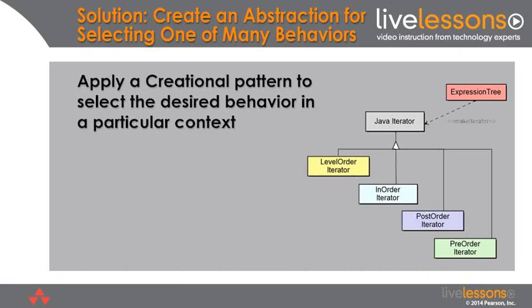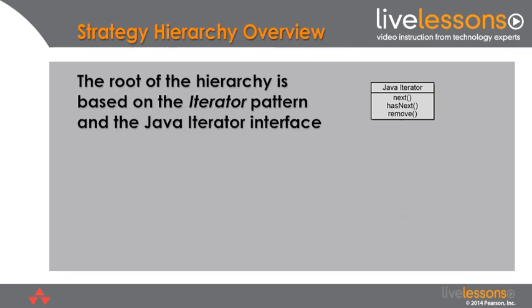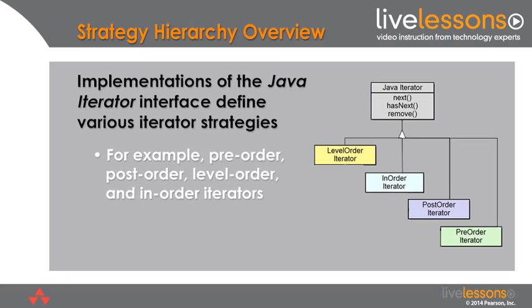Next, we'll apply some creational pattern to select the desired behavior in a particular context. In our particular case, we'll apply the factory method pattern in order to decide which of the particular implementations of these different traversal strategies we want to use in a particular environment. Let's take a quick look at the strategy hierarchy overview that we're going to define here. At the root of this hierarchy will be the Java Iterator interface. And as you can see, that has methods like hasNext, next, and remove. And then underneath that will be the various implementations of this interface. These define things like pre-order iterator, level order iterator, in-order iterator, post-order iterator, and so on.